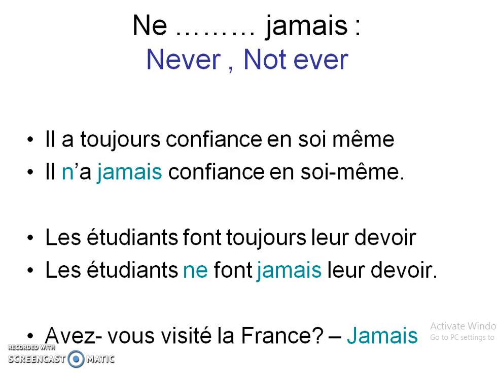Let's see how to use jamais. Il a toujours confiance en soi-même. He always has confidence in himself. He never has confidence in himself. Il n'a jamais confiance en soi-même. We do not place the pas. Les étudiants font toujours leur devoir. Les étudiants ne font jamais leur devoir. Avez-vous visité la France? Have you visited France? Jamais, never.